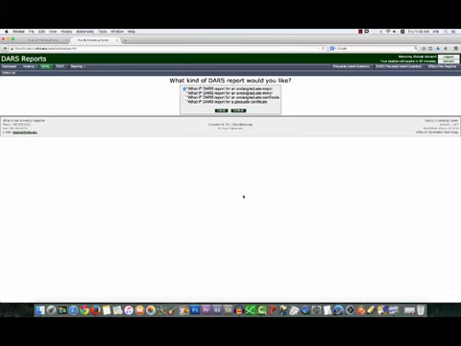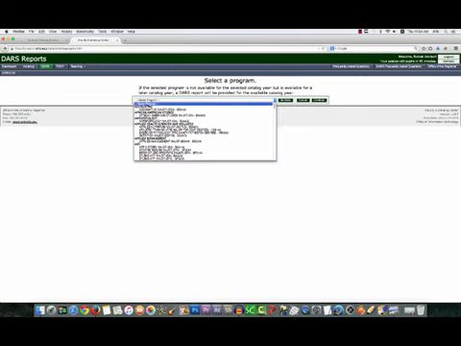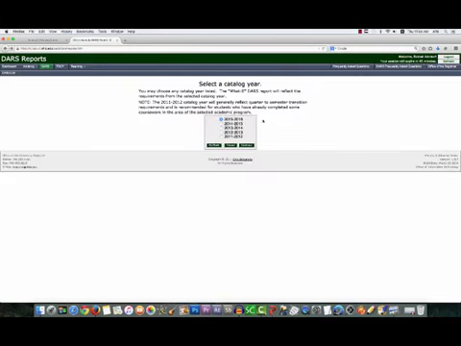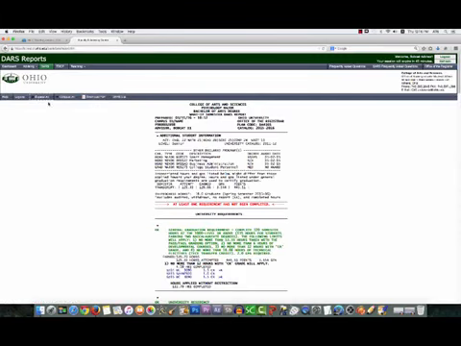A what-if DARS will show you the requirements for a major, minor, or certificate you have not declared yet, but you may be interested in. What-if DARS are helpful if you are thinking about changing your major or declaring a new minor or certificate to see what courses are needed, or if any of the classes you have taken will fulfill requirements. Now that you know how to access your DARS, let's talk about how to read it.